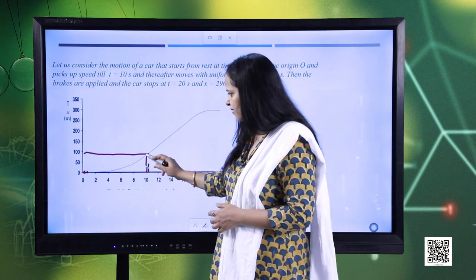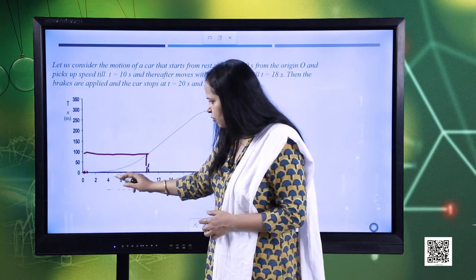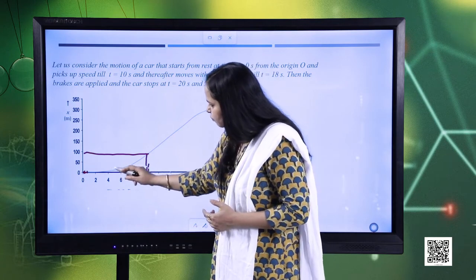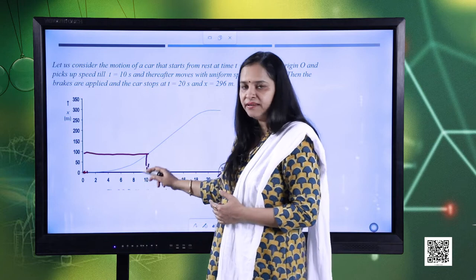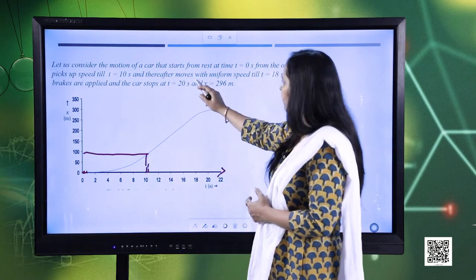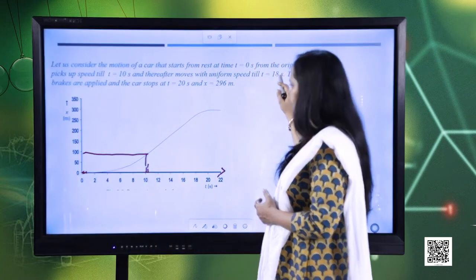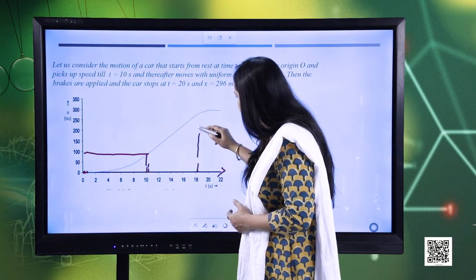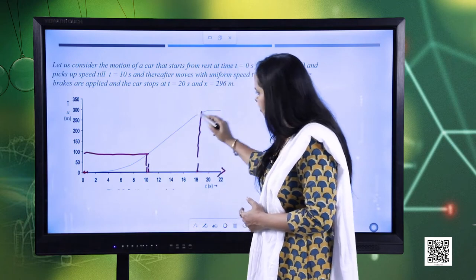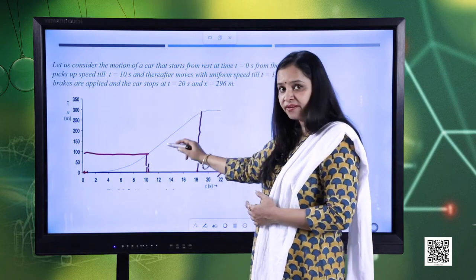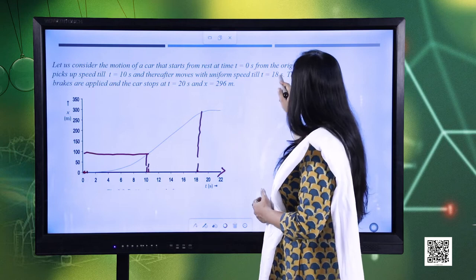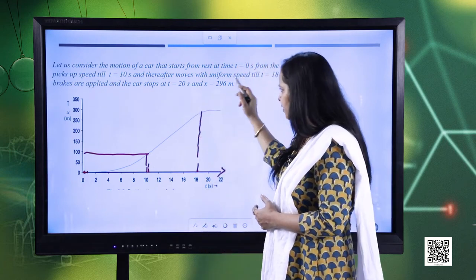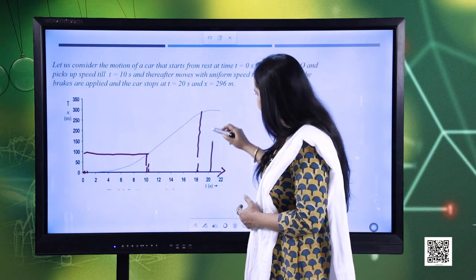Now curve in what sense? If you observe in equal intervals of time, you will see that the speed, or the velocity, is increasing. Thereafter it moves with a uniform speed till 18 seconds. From 10 till 18 seconds, we see it is almost a straight line inclined to the time axis, which represents a uniform motion. And thereafter it applies the brake and the car stops at 20 seconds.